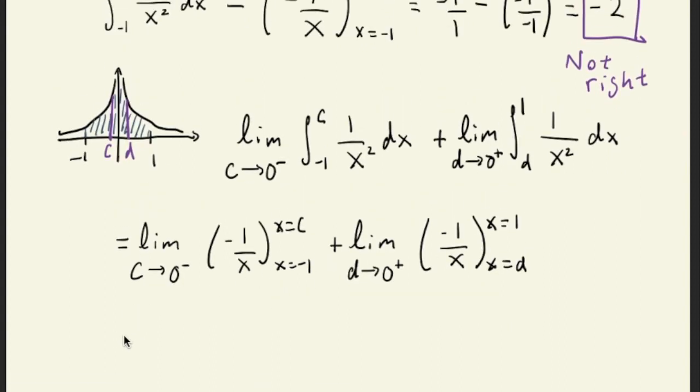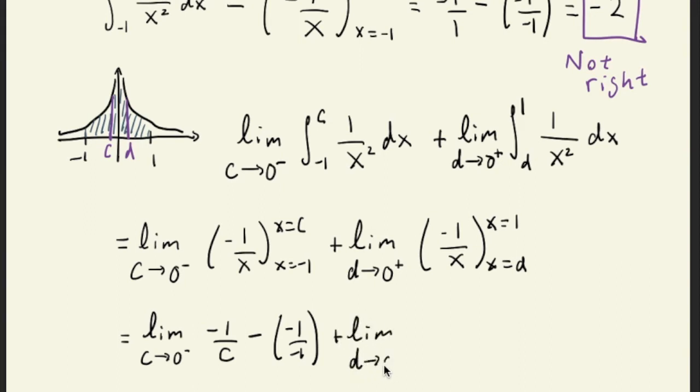But as you see here, this is the limit as c approaches 0 of -1 over c minus -1 over -1, plus the limit as d approaches 0 now from the right of, the first is -1 over 1. Let's plug in x equals 1. And plugging in x equals d, we have minus -1 over d.